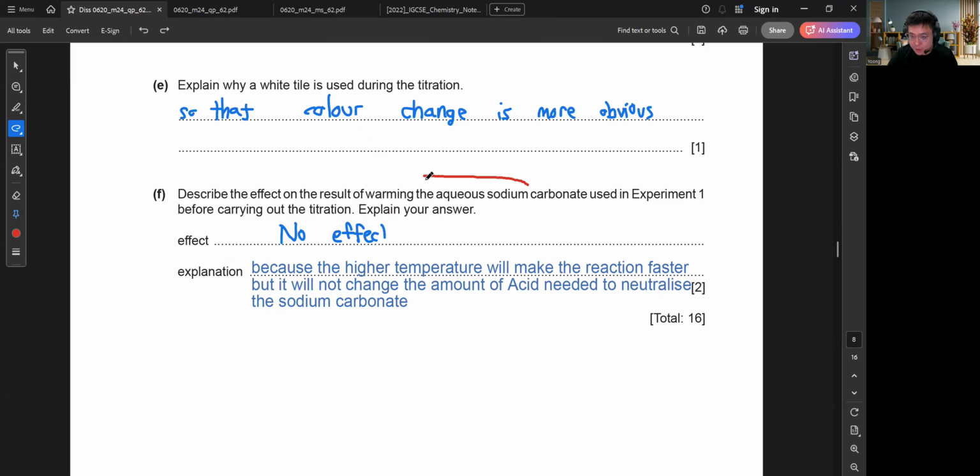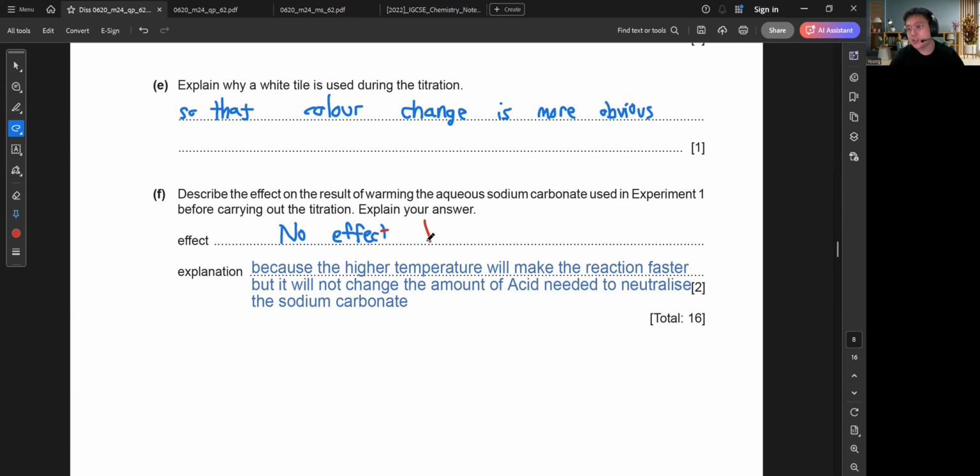They want the aqueous carbonate used in experiment 1. So it's the volume that we are looking at. Always think, the first thing you think about is, what unit are you talking about? In this case, the unit we are talking about is the amount. When we talk about amount, it will not change, because the increase of temperature will increase the rate of reaction. That means it will happen faster, but it doesn't mean that a higher percentage will react. It's just that it goes faster. That's all it means. So based on the amount used, there is no change, or you can say no effect.